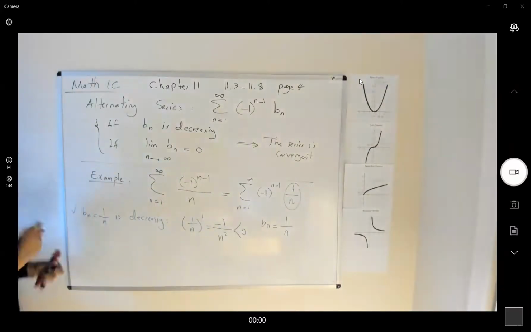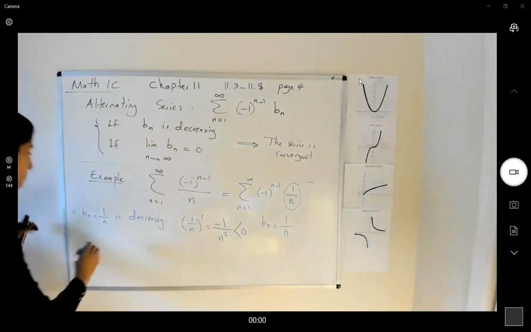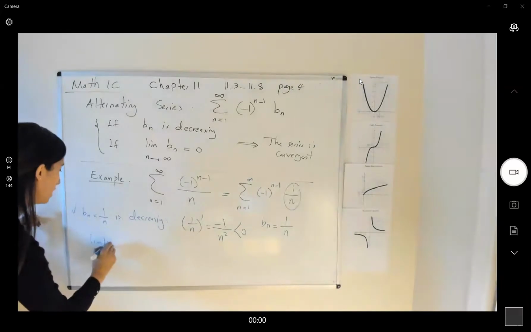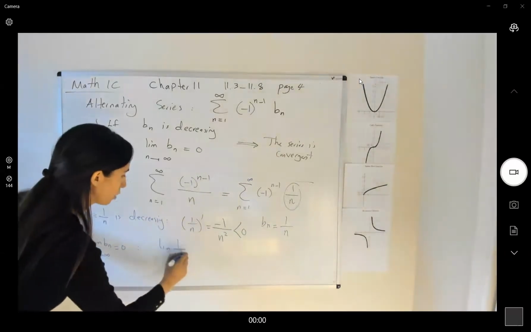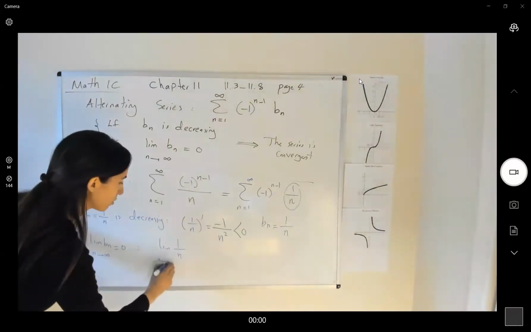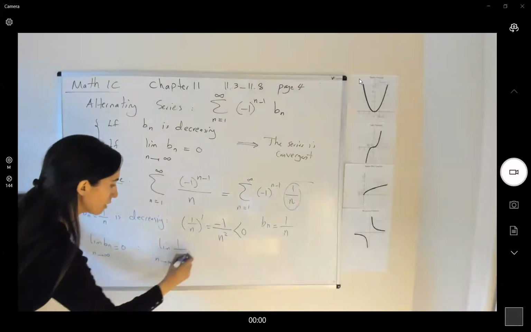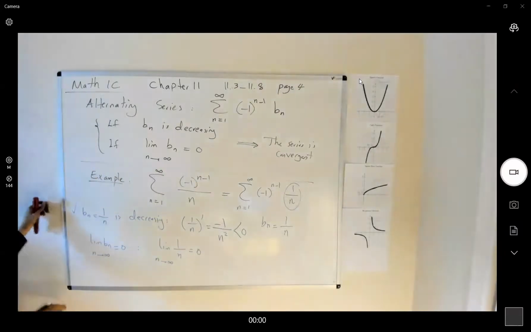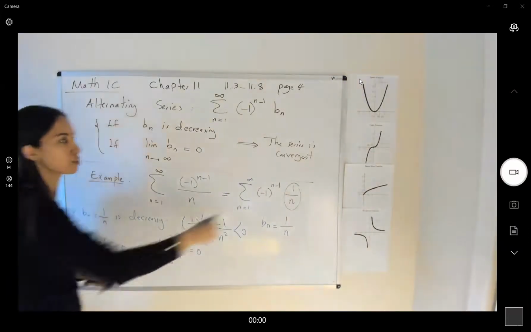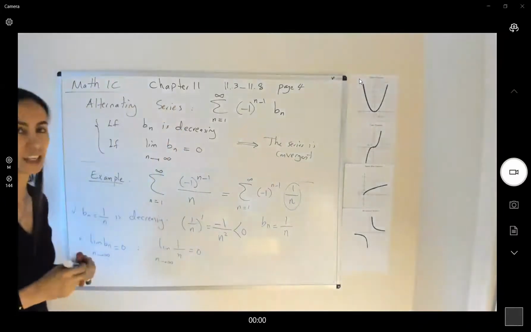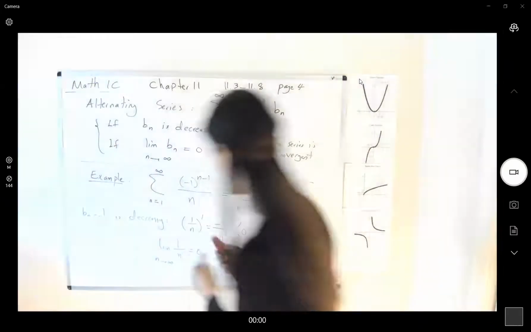So bn is decreasing. The limit of bn as n goes to infinity is 0. Why is that? Of course, you already know that the limit of 1 over n as n goes to infinity is 1 over infinity, or 0. So it satisfies the condition of alternating series, so your series is convergent. This is your conclusion.